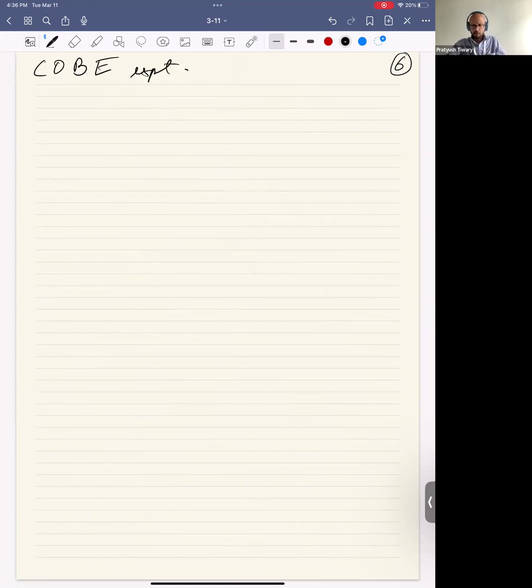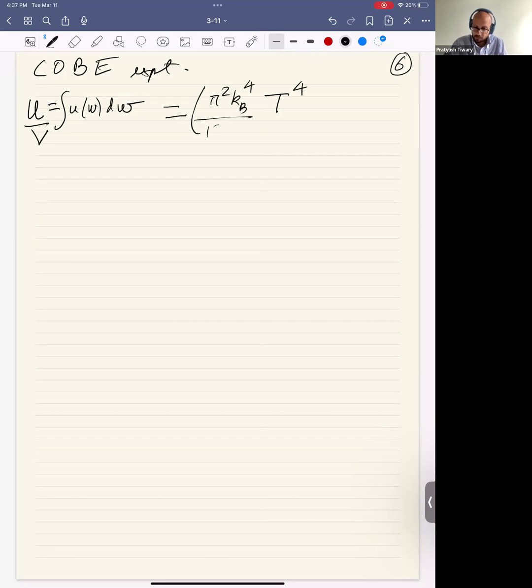And from COBE, they found that if you sum up U of omega d omega, which is the energy per volume over any frequency, this has a relation that depends as T to the power 4. It is proportional to T to the power 4. We will calculate after spring break the exact proportionality constant, which turns out to be pi squared k_B to the power 4 over 15 h-bar cubed and speed of light cubed.